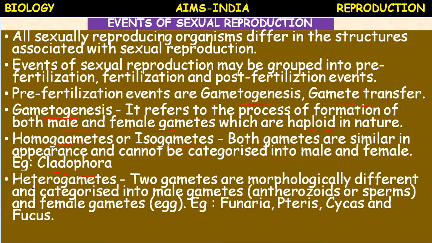Heterogametes. Heterogametes means the two gametes are morphologically different and categorized into male gametes, also called antherozoids or sperms, and female gametes, also called eggs. Okay, examples: Funaria, Pteris, Cycas, Fucus. Okay, some of the gymnosperms, they show these heterogametes.